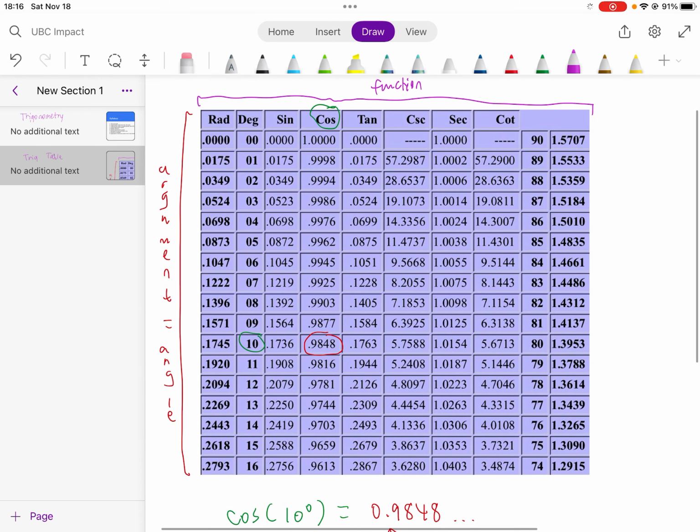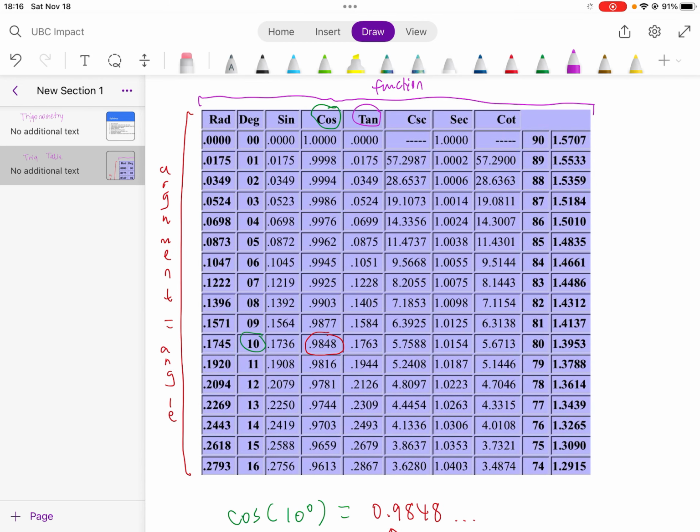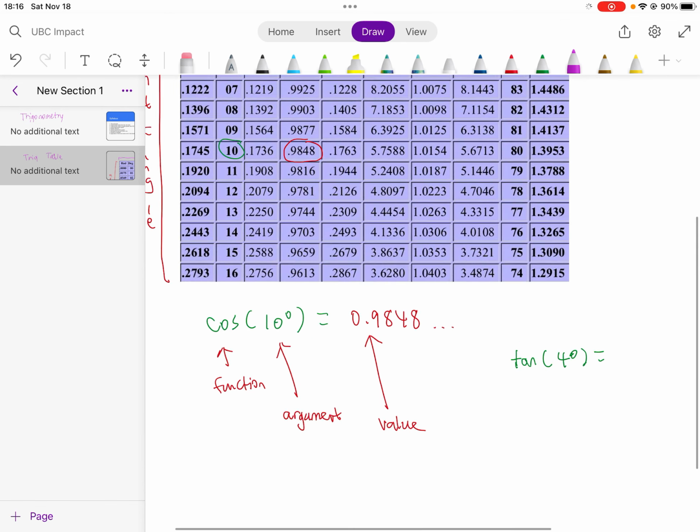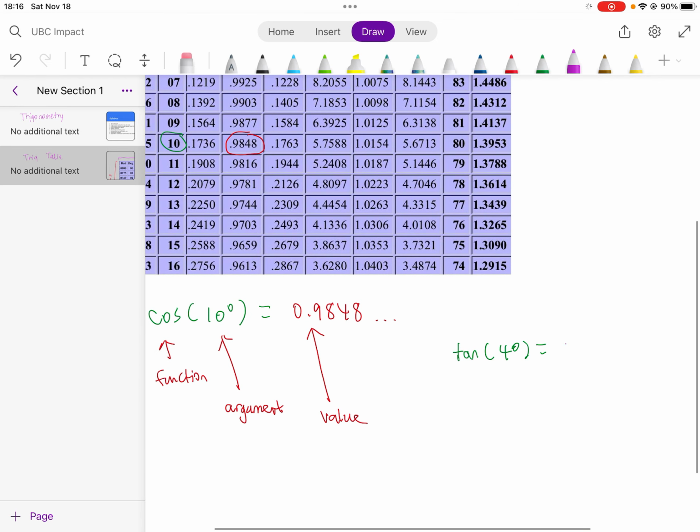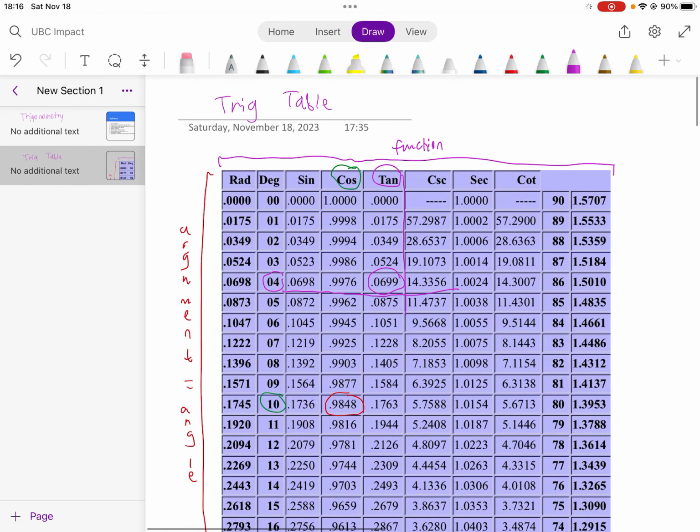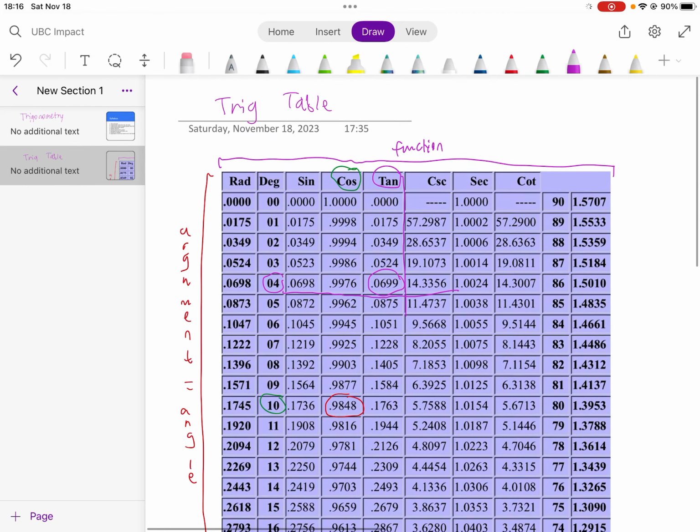The answer is simple. Tangent of 4 degrees. Connect it, and it will be this value, 0.0699. So it's 0.0699 dot dot dot. All right. Now we know how to find the actual values of these functions through a trig table.